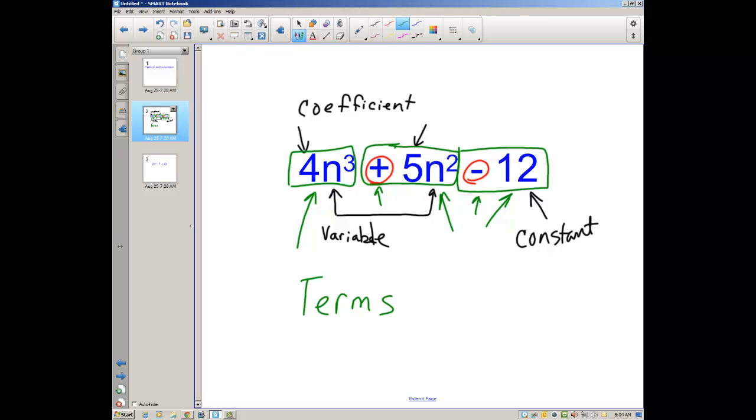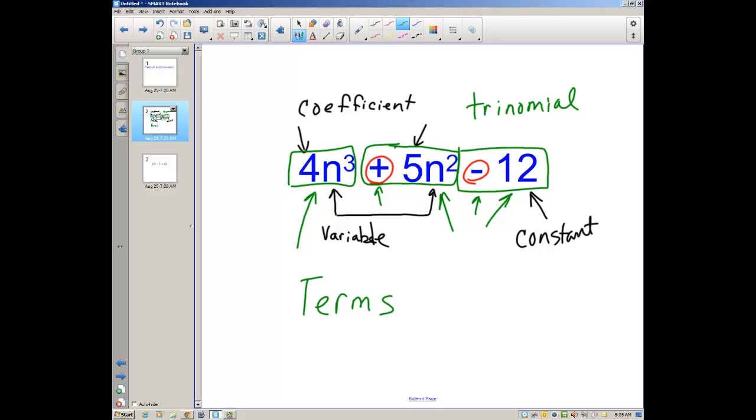So this particular example has three terms, and we would call this a trinomial. And if it only had two terms, we'd call it a binomial. And if it only had one, we'd call it a monomial. And anything beyond trinomial, we simply refer to it as a polynomial, a four-term polynomial or five-term polynomial, and so on.